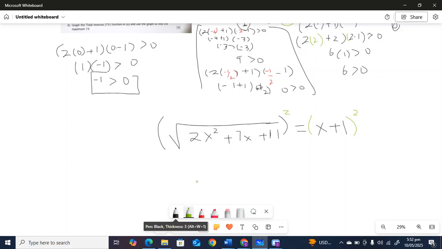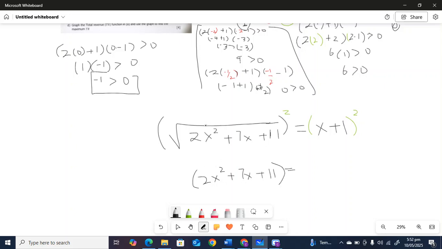And when we square, the left hand side becomes 2x squared plus 7x plus 11. Colleagues, are we okay with how this has disappeared with this power 2? Are we okay with how that has disappeared? Do I need to go a bit deeper? No.